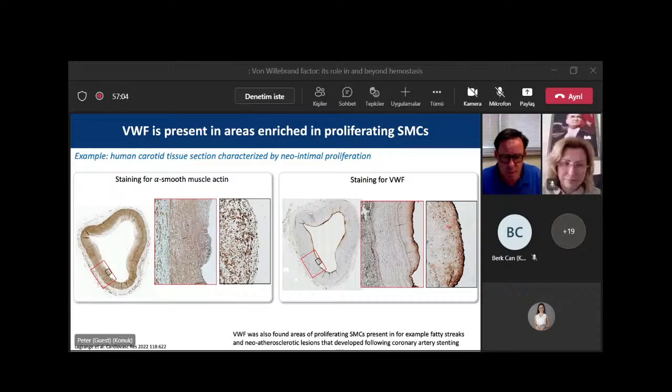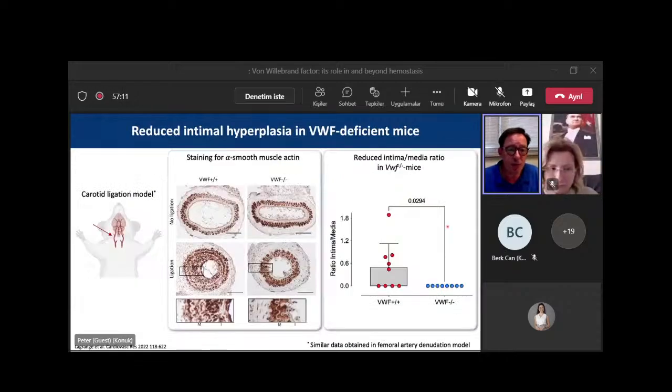To see if there was any connection between VWF and these proliferating smooth muscle cells, we did a similar experiment, but using our VWF deficient mice. We used two different models. What I show here is the carotid ligation model, where you induce an injury in the carotid, but we also did a femoral artery denudation model and we got exactly the same results. If you have a normal vessel where there is no ligation, it looks very healthy, with endothelial cells and the smooth muscle cells around it. However, when you make the ligation, the opening becomes much smaller, because these smooth muscle cells start to proliferate.